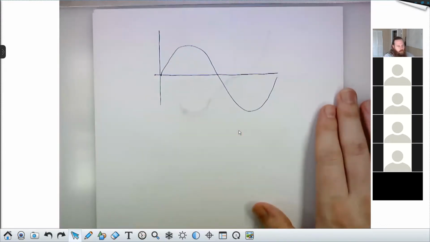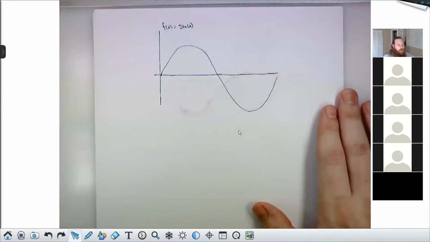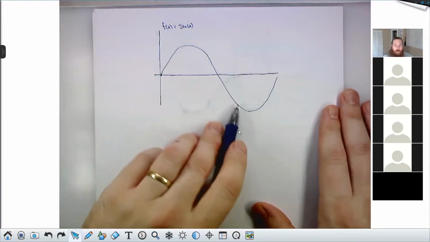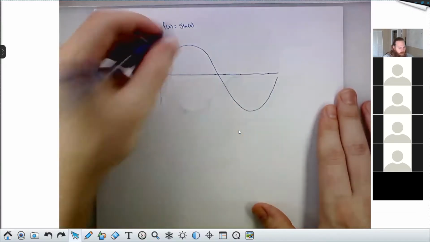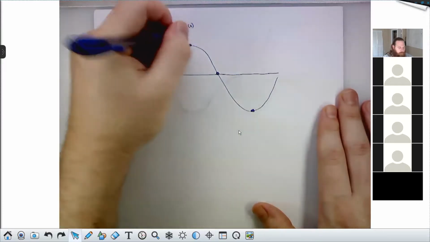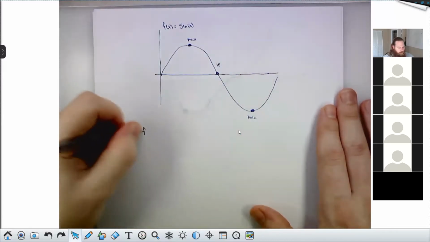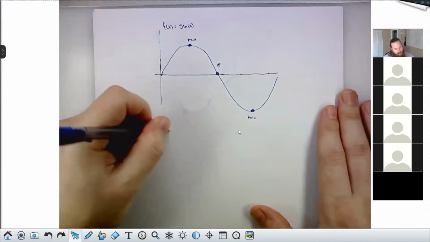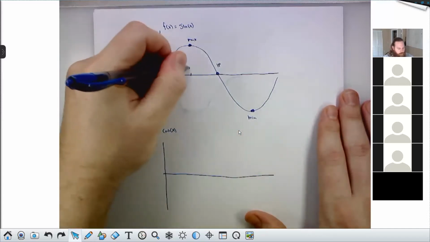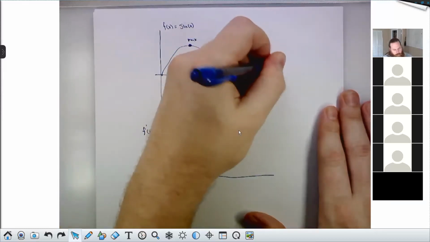Here's the sine function graphed from 0 to 2 pi. Notice we're increasing concave down, decreasing concave down, decreasing concave up, increasing concave up. Here I have a local max. Here I have an inflection point. Here I have a local min. f primed is cos x. This is pi over 2, this is pi, this is 3 pi over 2, and this over here is 2 pi.